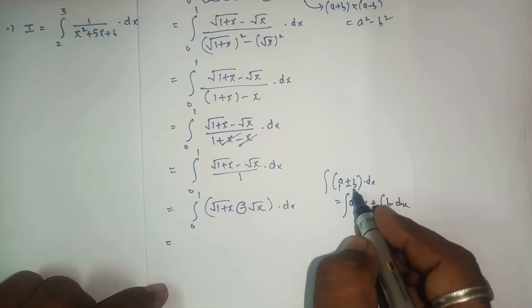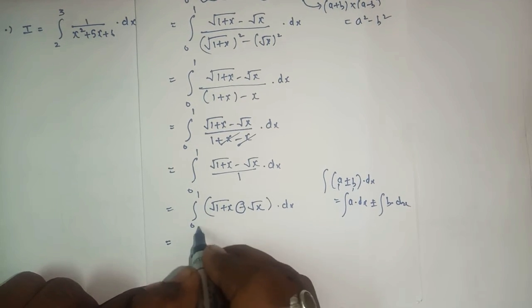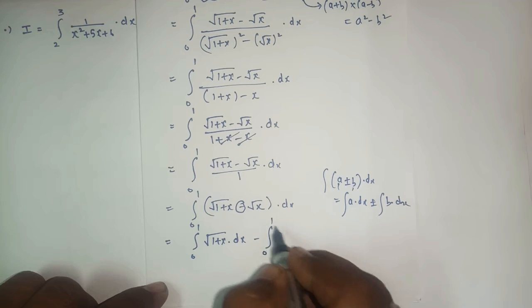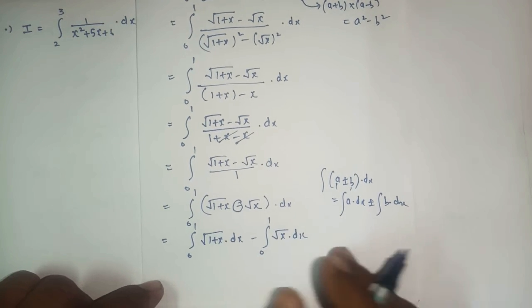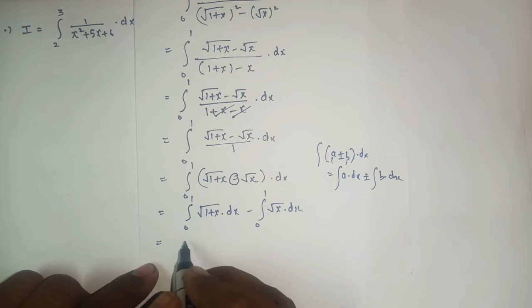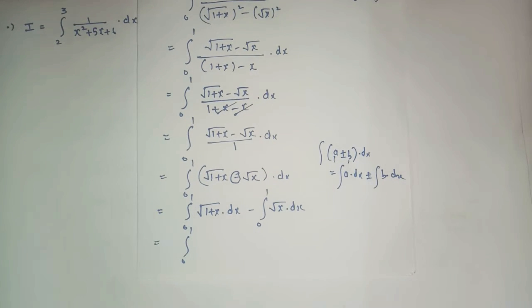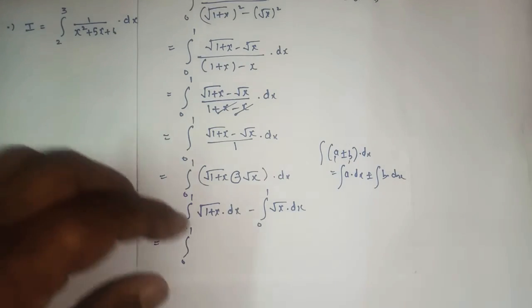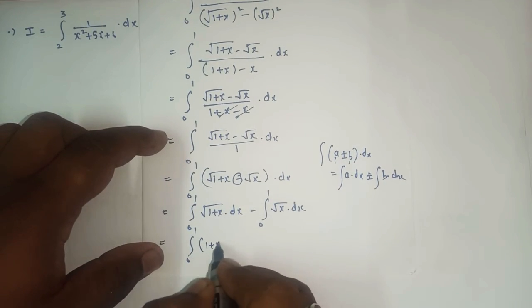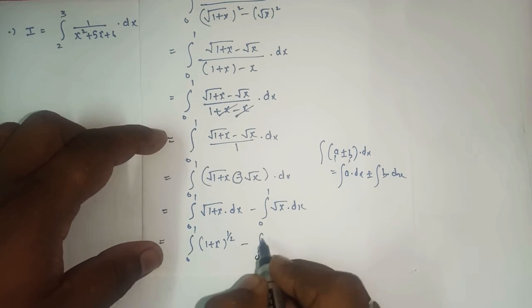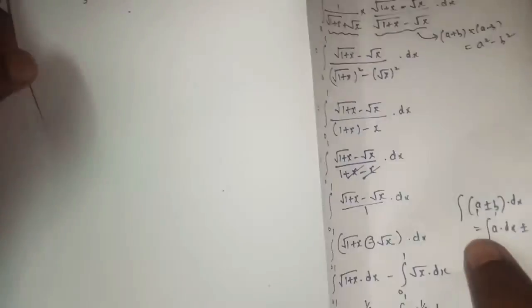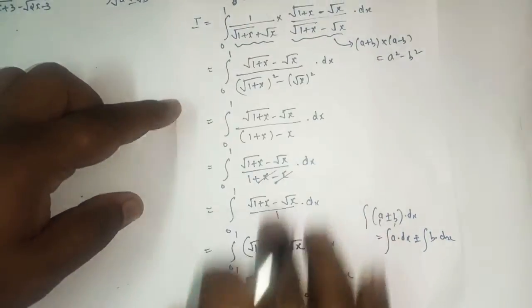Like suppose consider this a and b as two functions. Yes or no? So this we can write as integral 0 to 1 root 1 plus x into dx minus integral 0 to 1 root x into dx. Okay, as just now in the last lecture only we saw, whenever it contains root x, we can write it as x raised to 1 by 2. So this part we can write as what? (1 plus x) raised to 1 by 2, and this part also we can write as x raised to 1 by 2 into dx. Okay, I hope you all understood till here.